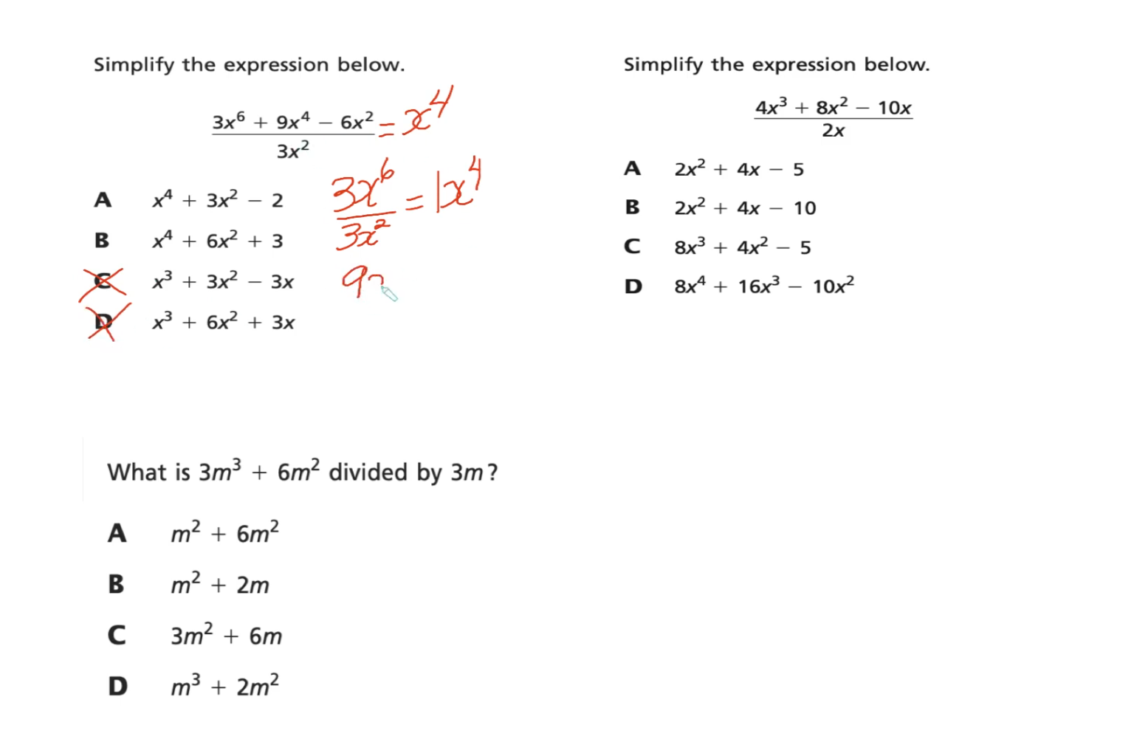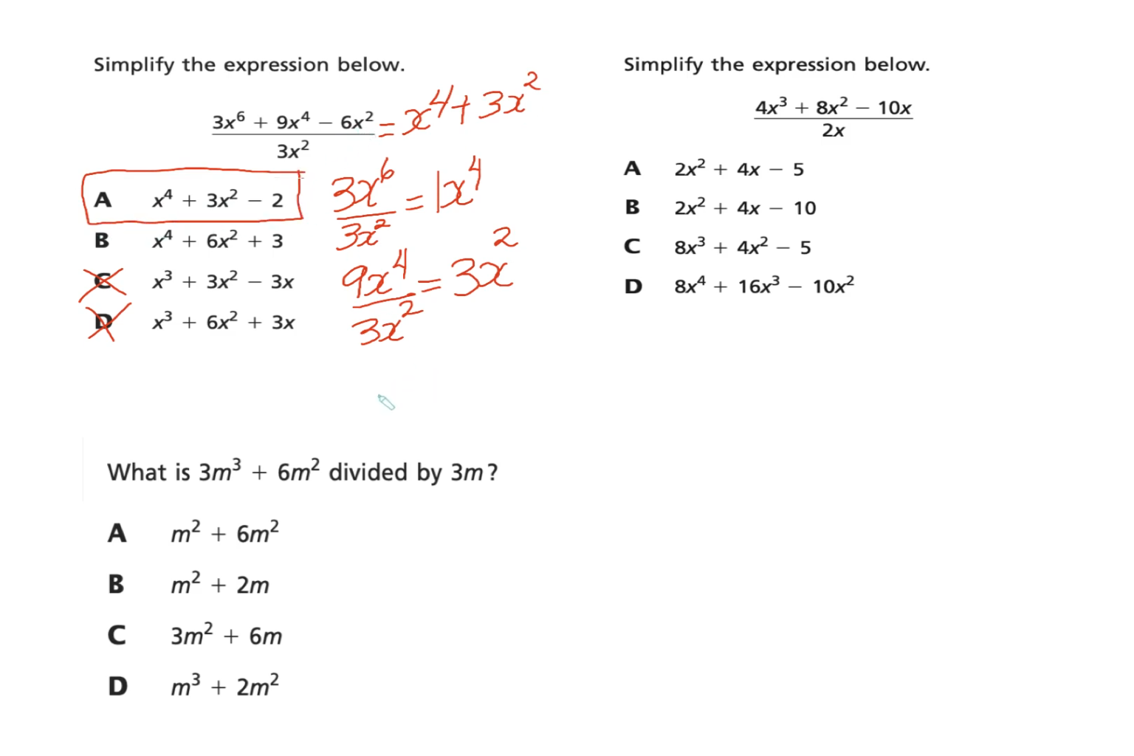Okay, my next term is 9x to the 4th divided by 3x squared. Remember, your denominator has to divide every term in the numerator. 9 divided by 3 is 3. I'm going to keep my base of x, and 4 minus 2 is 2. So my second term is going to be a positive 3x squared. So my first term is x to the 4th and then 3x squared. So my answer is A.